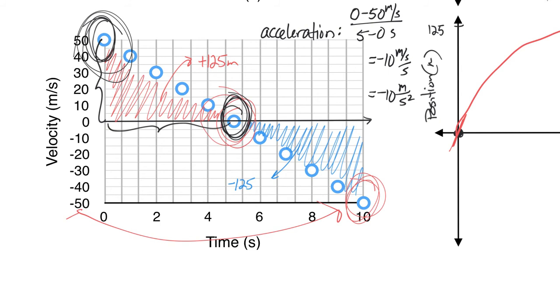In order to know whether something's speeding up or slowing down, you have to know what it's doing first. I'll say that again. Acceleration doesn't tell you whether something is speeding up or slowing down. It tells you how the velocity changes. To know if it's speeding up or slowing down, you have to know what it's doing already.